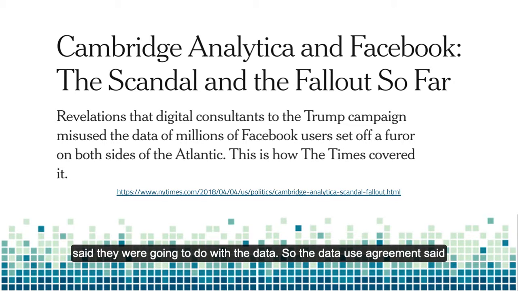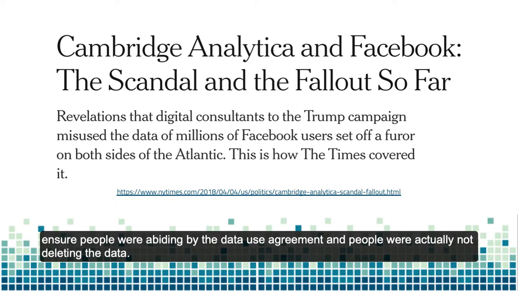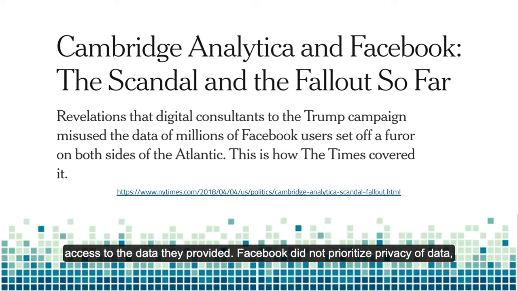However, Facebook had no control over what the people said they were going to do with the data. So the data use agreement said that data would be deleted once analyzed for a specific purpose, but Facebook never followed up to ensure people were abiding by the data use agreement, and people were actually not deleting the data. Facebook didn't grasp the potential activities that could be facilitated by this type of access to the data they provided. Facebook did not prioritize privacy of data, so it was difficult to hold any of the people accountable.